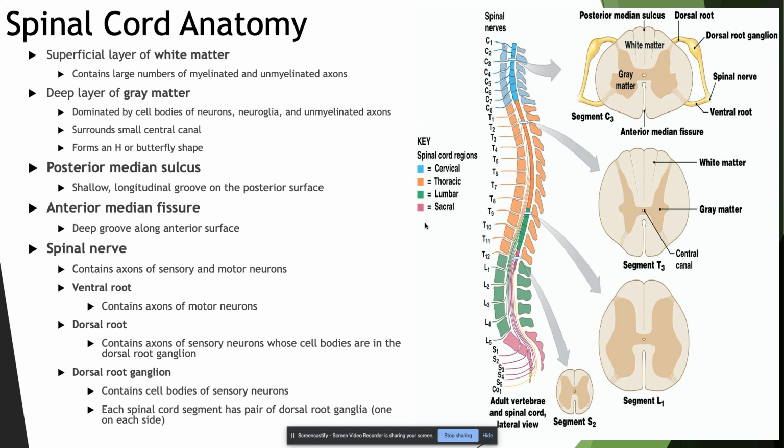Looking at the functional organization, the cell bodies of the neurons in the gray matter of the spinal cord are organized into functional groups called nuclei. So sensory nuclei receive and relay sensory information from the receptors to the CNS, and motor nuclei issue motor commands to the peripheral effectors.